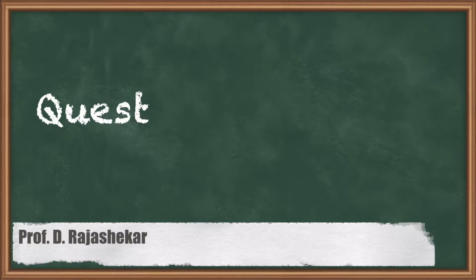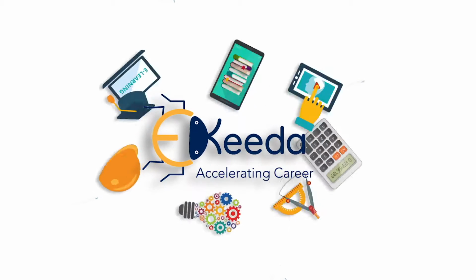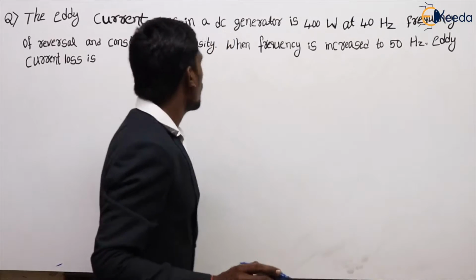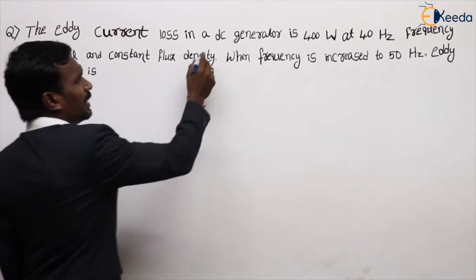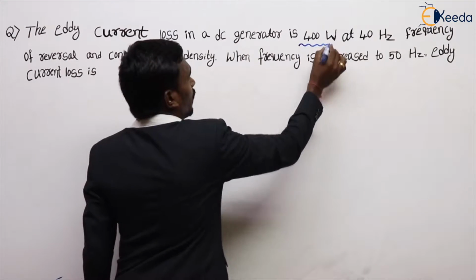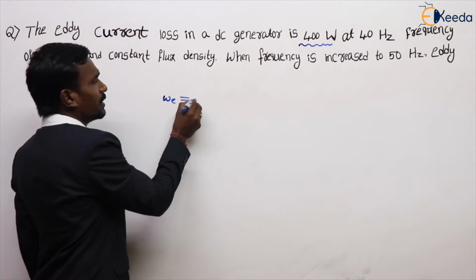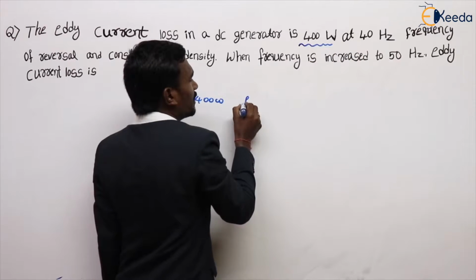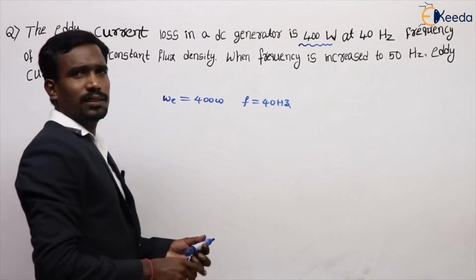Hi friends, in this video we are going to discuss a question on losses. The eddy current loss in a DC generator is 400 watts. The given eddy current loss in our machine is 400 watts at 40 hertz of frequency.